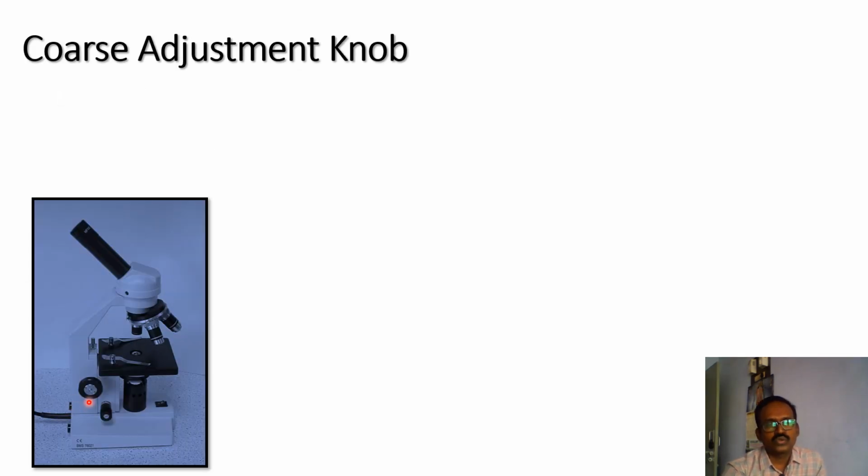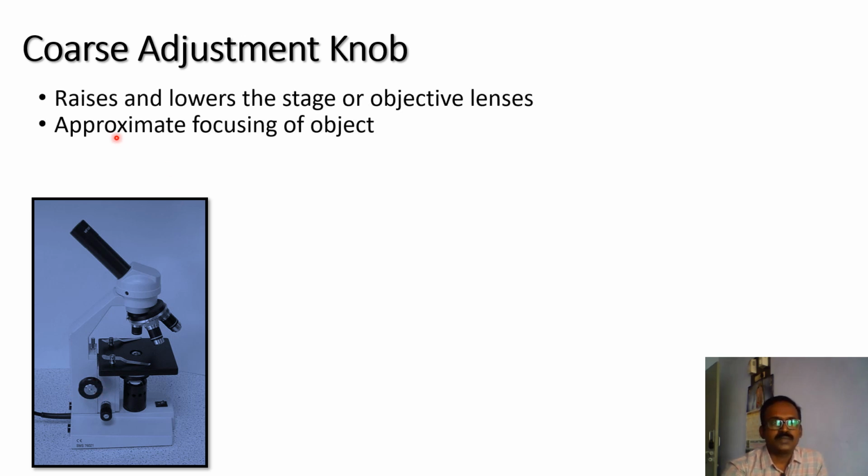This is the coarse adjustment knob. The coarse adjustment knob raises and lowers the stage or objective lenses. It is helpful for the approximate focusing of the object.